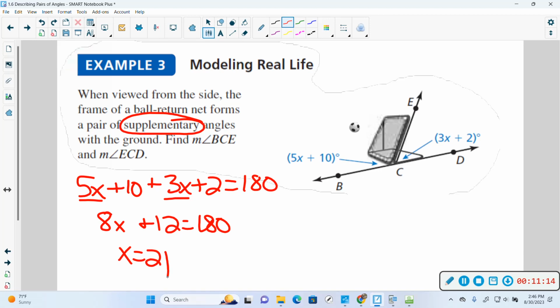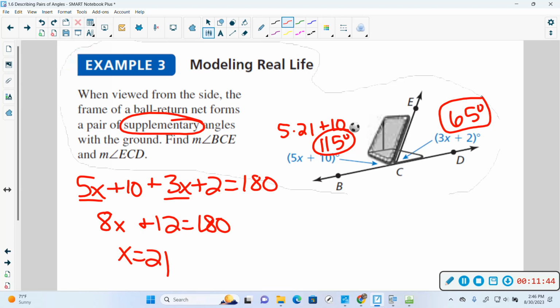Now, we probably need your calculators for this because we need both angles too. So I don't expect you to write this, just punch it in. What's 5 times 21 plus 10? 100 and, what do you got? 15. I can't write and talk. There we go. What's 3 times 21 plus 2? What's the other side? Got it. Yeah. Any questions on that?